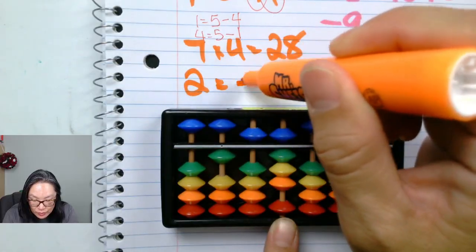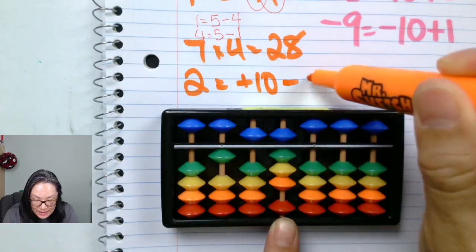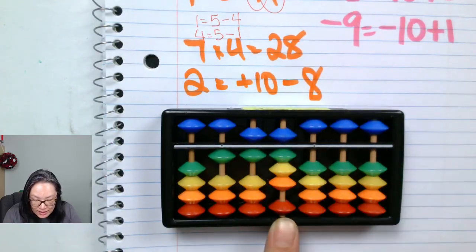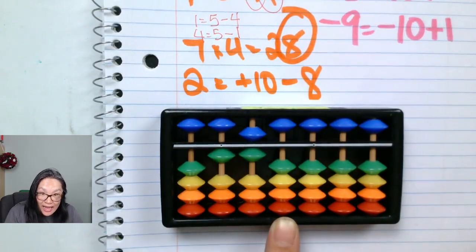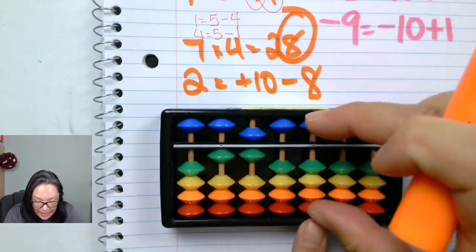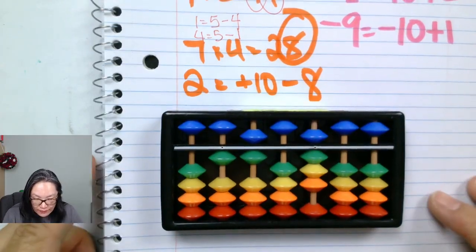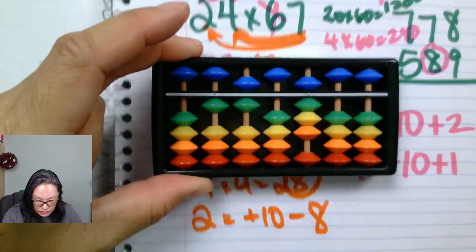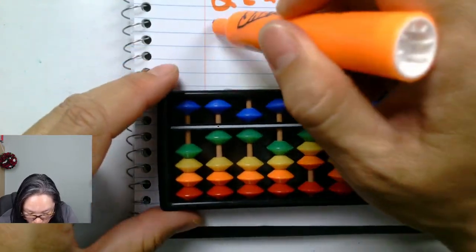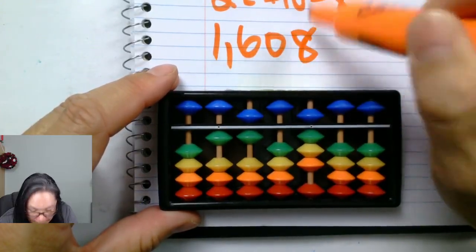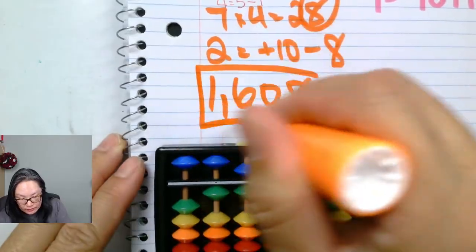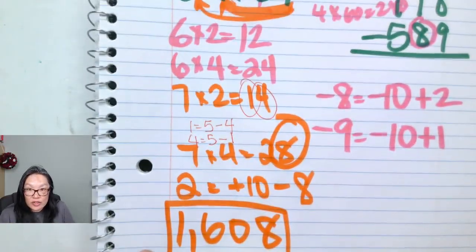Plus the 2 is what? Plus the 2 is equal to plus the 10 minus 8. Plus the 10 minus the 8. And then this 8 needs to be added. So we go over here and we add the 8. So my final answer is what? 1,608. That's my final answer to this question.